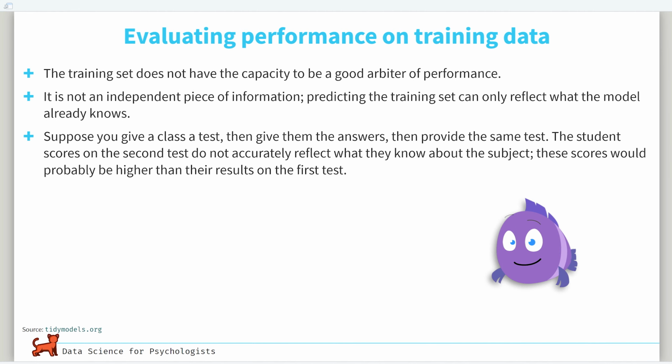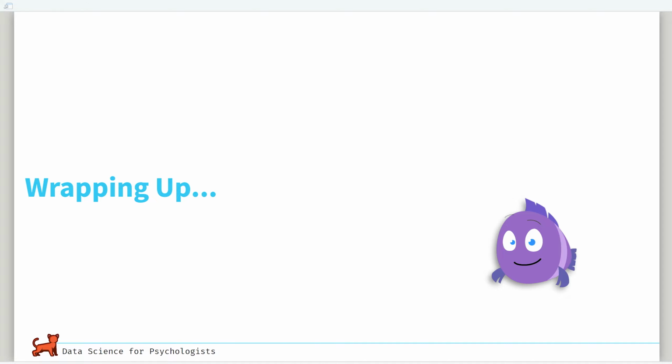Suppose you give a class a test and then give them the answers and then provide the same test. The student scores on test 2 are not going to accurately reflect what they know about the subject. Those scores are going to be way higher because they have all the information, all of it. And so instead, we need to test them on other data to see if it's not just a fluke of the test or the fluke of the data. We want to see if it's real, if it's legit, if it holds up.